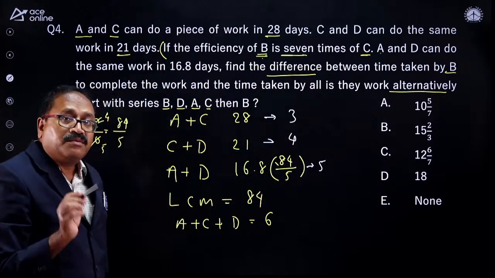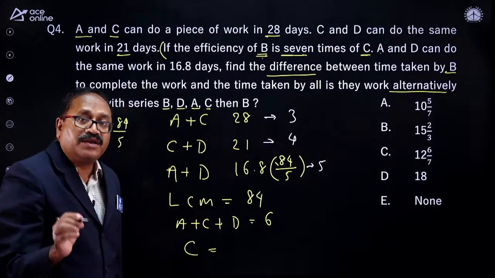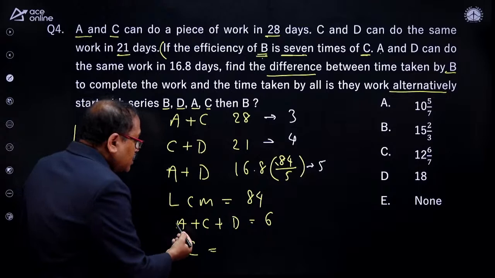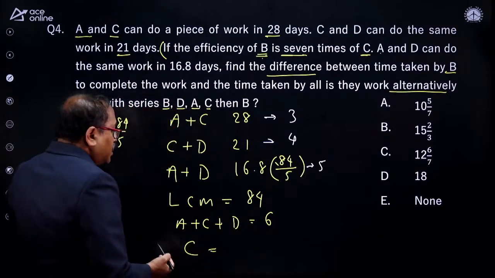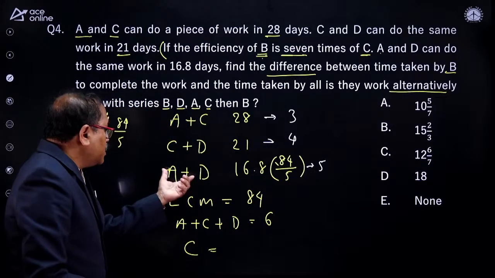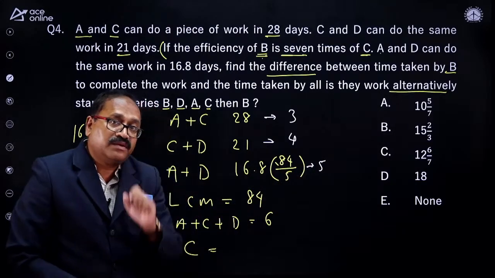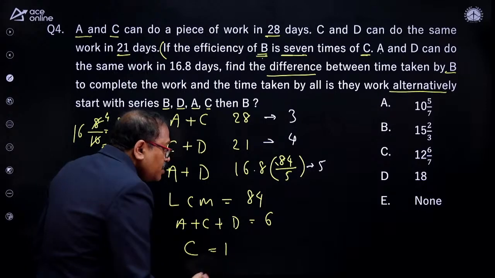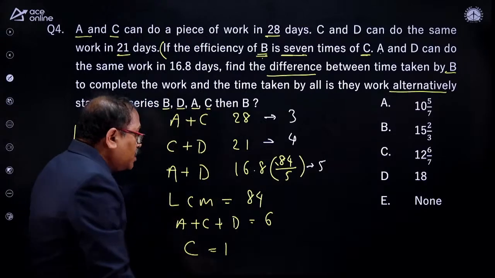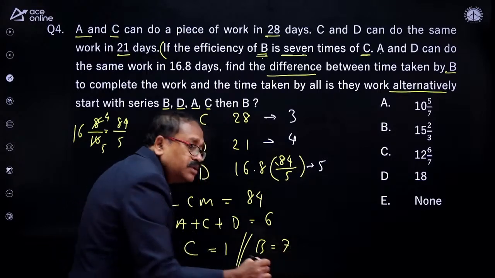Okay. Now here we have one statement saying that if the efficiency of B is 7 times of C. अब हमें क्या करना है, C can complete how many units per day? You find it out. Once you get the C, you will get the B. In order to get the C, A, C, D is 6 units and A and D is 5 units. अगर A and D निकाल लेते हैं, if you remove from this, then 6 minus 5 is 1. So the C completes 1 unit per day.